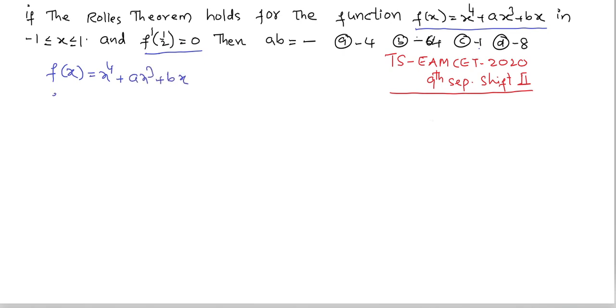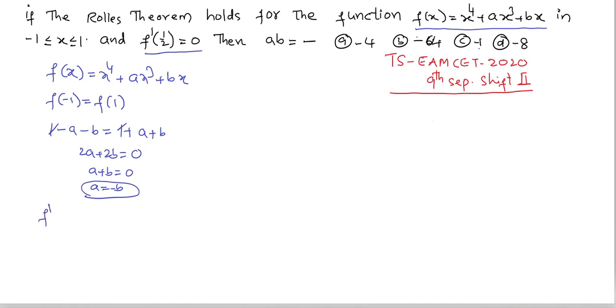We know that from Rolle's theorem f of minus 1 is equal to f of 1. Putting these values, minus 1 whole power 4 minus a minus b is equal to f of 1, that is 1 plus a plus b. Both sides 1 cancelled, that is 2a plus 2b is equal to 0. From this a plus b is equal to 0. A is equal to minus b.